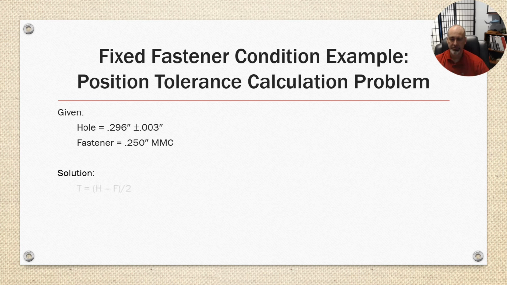And here's our solution. So T equals (H minus F), and then you divide it by 2. So H in this case is 293 thousandths, 3 thousandths less than the hole size because it's at maximum material condition. And then you're going to subtract the 1/4 inch bolt size from it and divide it by 2. Our result is 43 thousandths divided by 2, which gives us a tolerance of 21.5 thousandths.